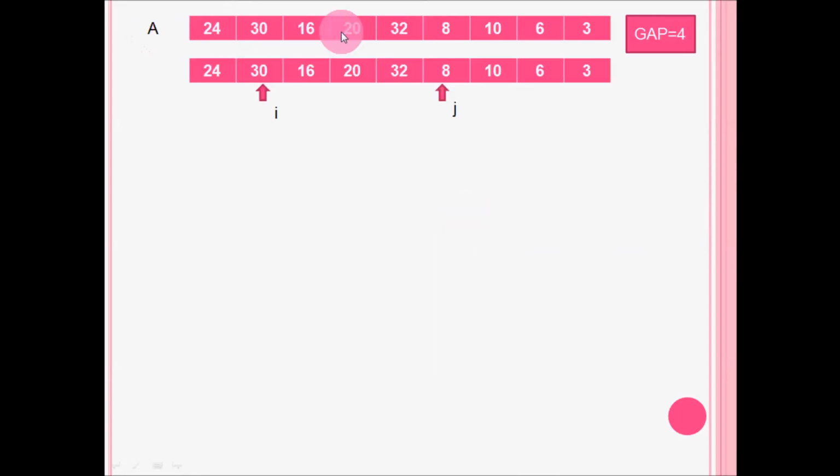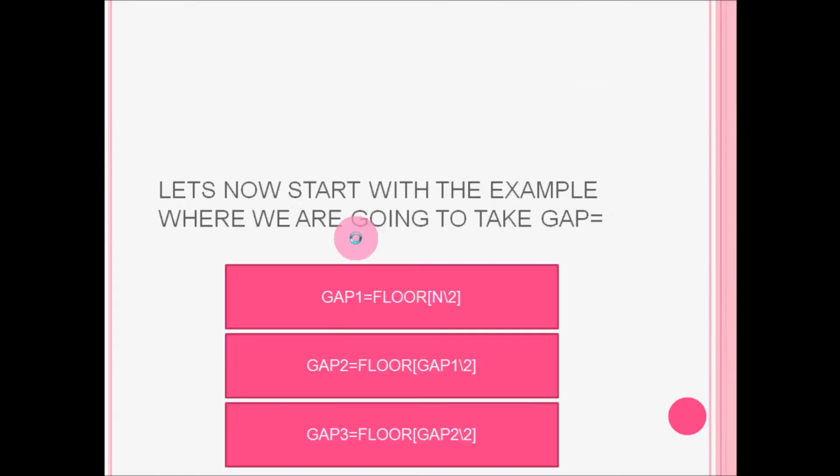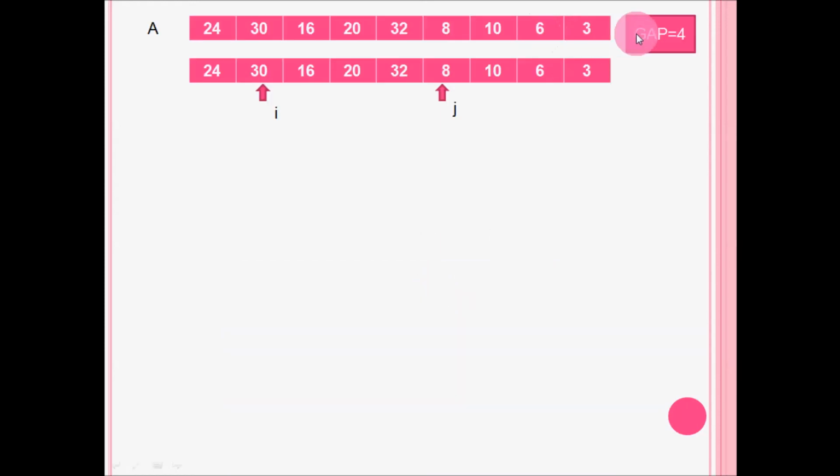So suppose this is the array. What are the indexes of this array? 0 to 8: 0, 1, 2, 3, 4, 5, 6, 7, 8. Means a total of 9 elements, so n is equal to 9 here. 9 divided by 2 is 4.5, and we have to take the floor of this. The floor of 4.5 is 4, so I have chosen the gap as 4.